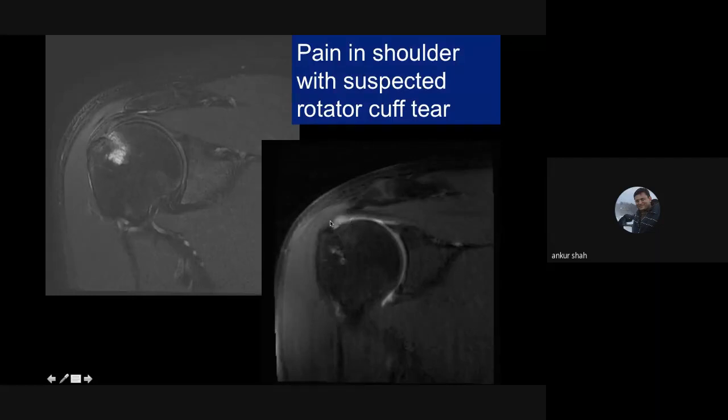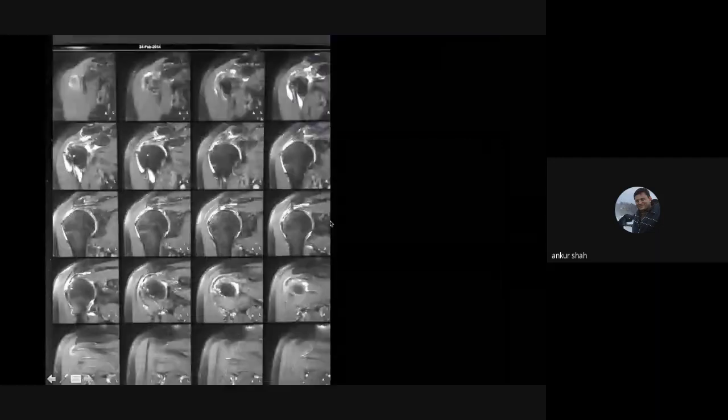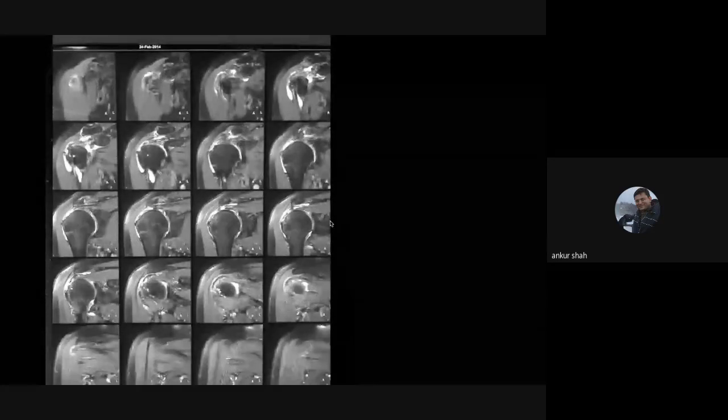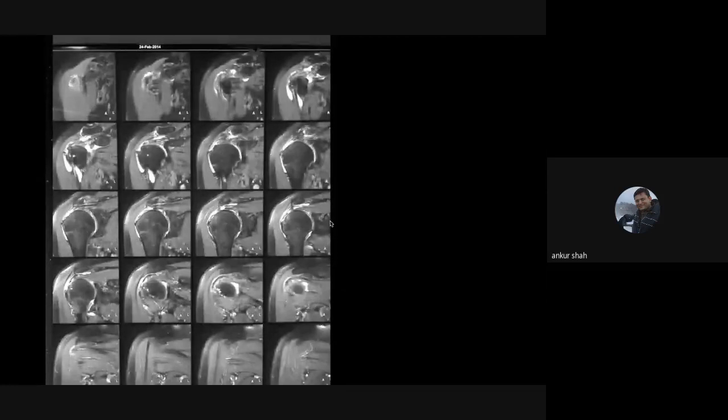So in certain cases MR arthrography can be useful, but as I told, as it is an invasive procedure, there is some chance of introducing infection to the patient's joint. There are some reports which show that after repeated MR arthrography, there can be chondrolysis and exaggerated osteoarthritis of the shoulder joint. So we try not to do it as far as possible.